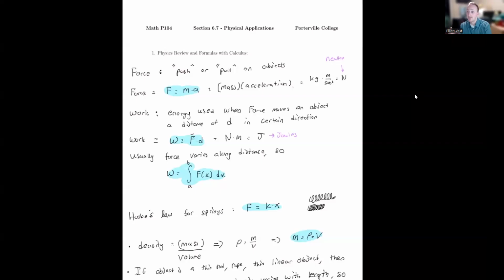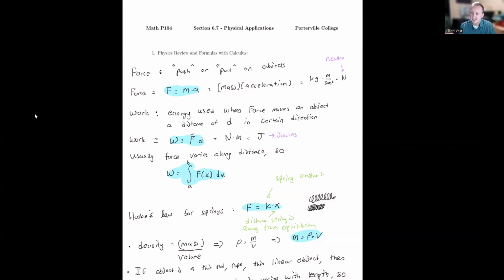There's actually a law for springs called Hooke's law that says force is equal to K times X, where K is what we would call a spring constant, and X is, we'll say, the distance the spring is away from equilibrium.